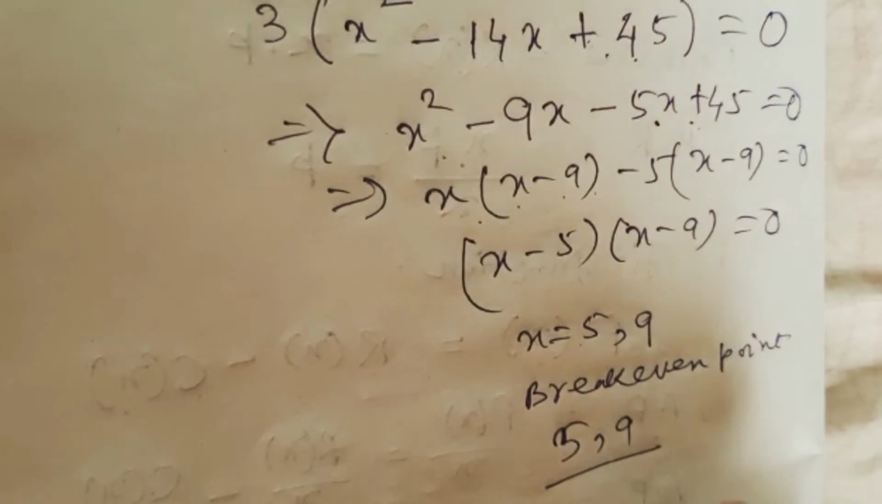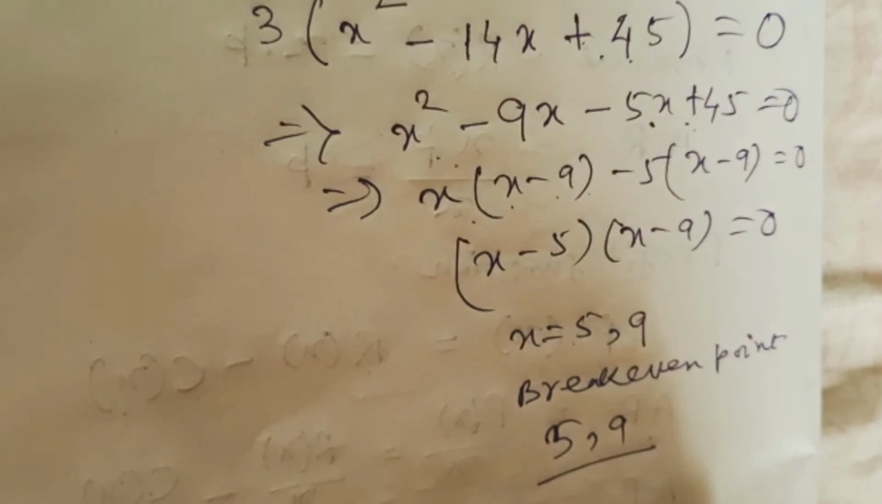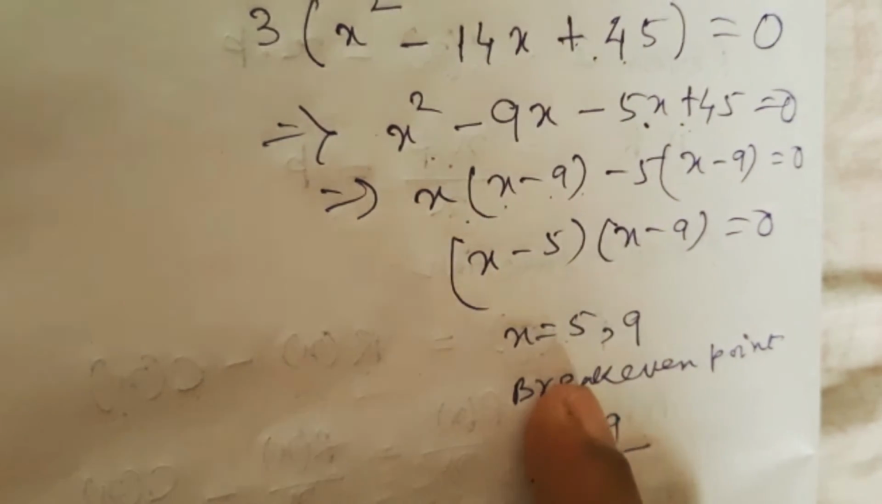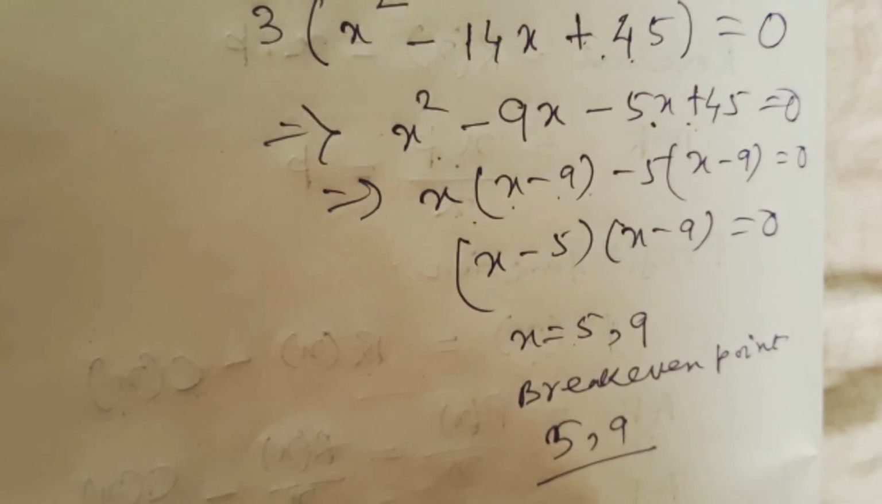What is the meaning? If the profit function is equal to 0, then you may say that this x is called a break-even point.